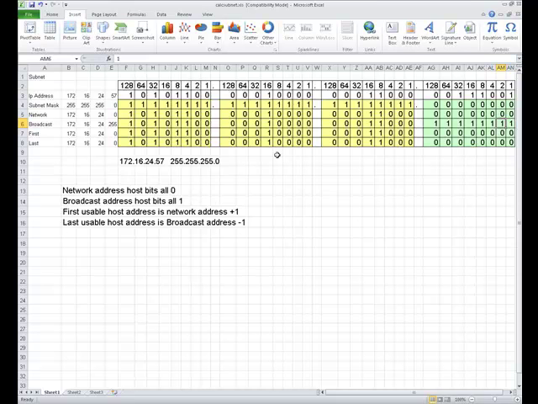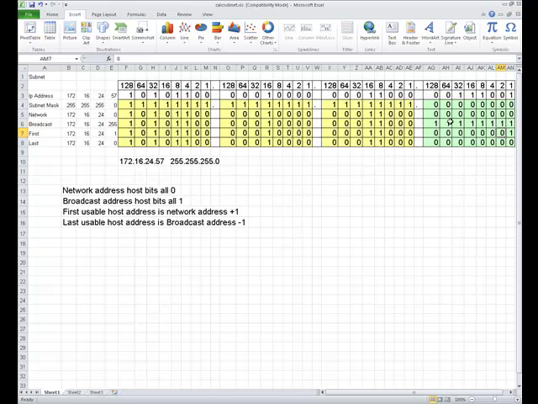So we put all of our 1s in here. We now have the broadcast address is 172.16.24.255. The first usable host address is the network address, which is the all zeros here plus 1. So our first usable address would be 172.16.24.1.